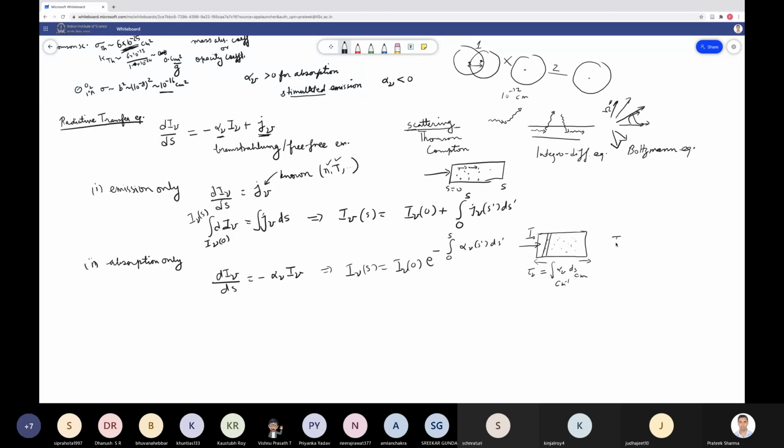Tau nu greater than 1 is an optically thick medium, or an opaque medium, right? And tau nu less than 1 is a transparent medium. A typical photon can cross a transparent medium, but not an optically thick or an opaque medium. So this is about absorption. This is all actually simple.